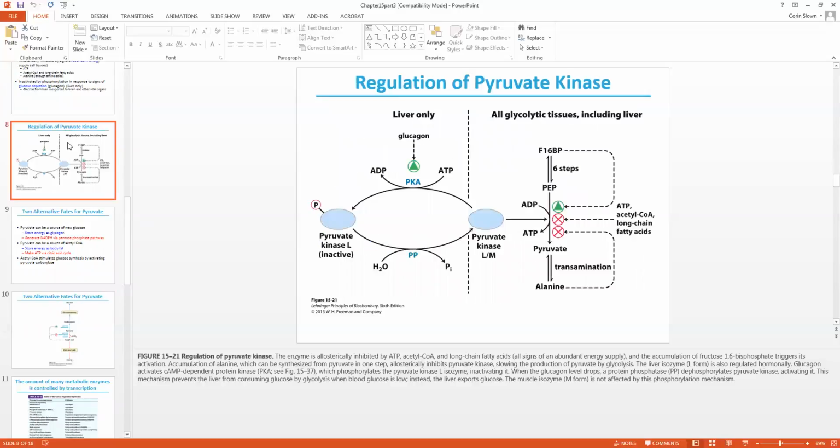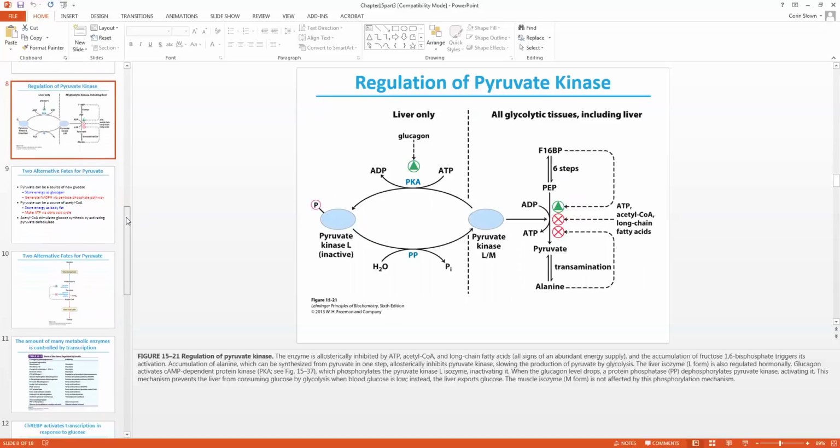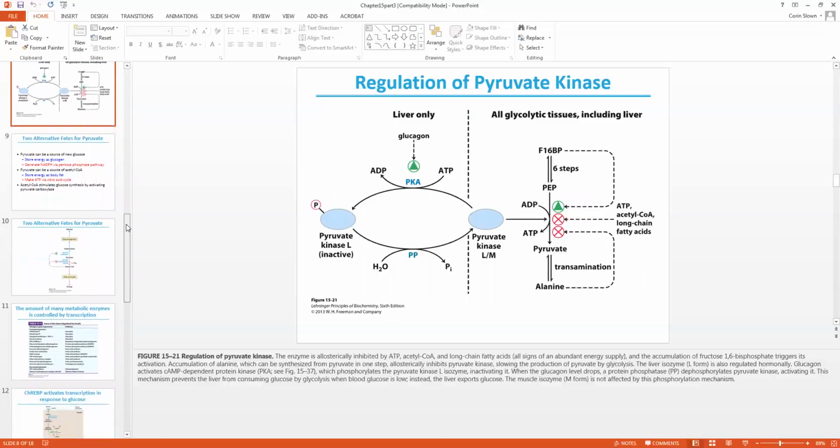If I'm looking at the regulation of pyruvate kinase, this happens in all glycolytic tissues, including the liver, versus in the liver only. So this enzyme is allosterically inhibited by ATP, acetyl-CoA, and long-chain fatty acids, all signs of abundant energy. And the accumulation of fructose 1,6-bisphosphate triggers its activation. So accumulation of alanine, which can be synthesized from pyruvate in one step, allosterically inhibits pyruvate kinase, slowing the production of pyruvate by glycolysis. If I'm looking at the liver isozyme, the L-form, I can also regulate that hormonally.